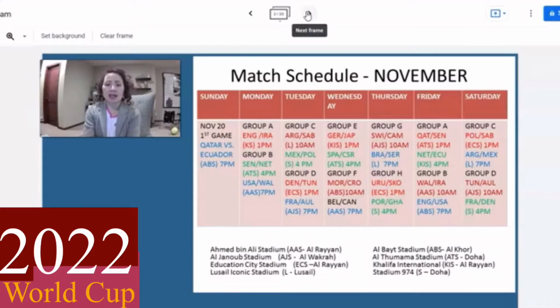But anyway, there are a few interesting ones. For example, Argentina and Mexico is always a rivalry. That one is on Saturday, the 26th. And the one between England and USA is more important for the USA in order to pass through. England, I think, will go through relatively easily.